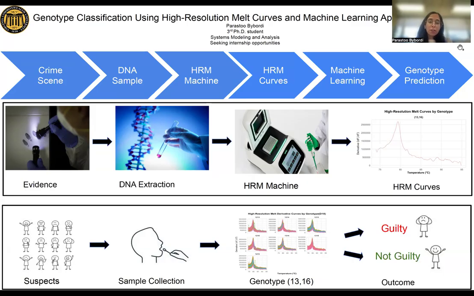As you can see, these curves look very similar, and we cannot capture the difference between them by eye, and we have thousands of temperature points. So to find the differences between these curves, we need to use machine learning methods.